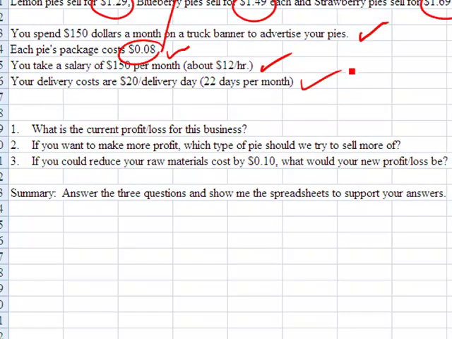So what this question is asking is, what is the current profit or loss for this business? If you want to make more profit, which type of pie should we sell more of? And if you reduce your raw material cost by 10 cents, what would your new profit or loss be? So let's take a look at how we might lay this out.